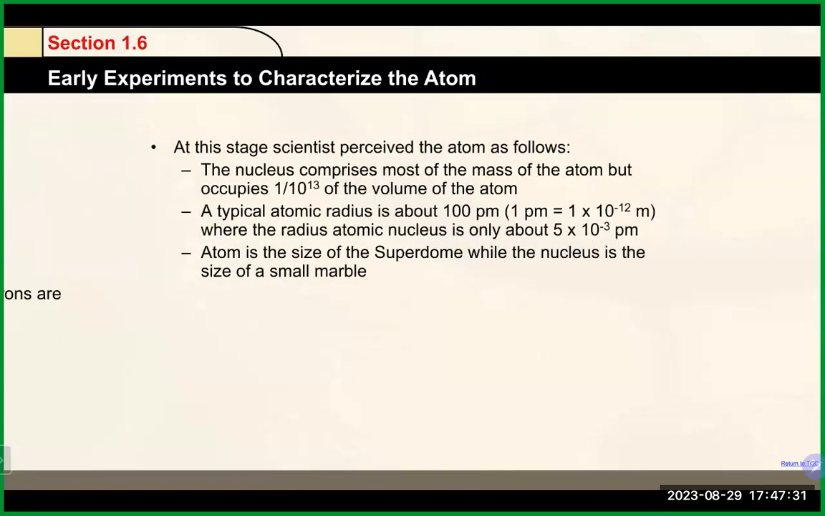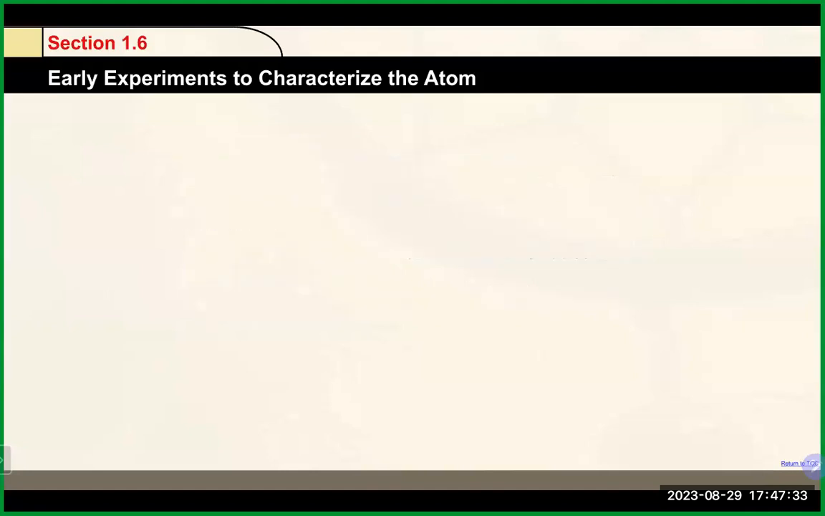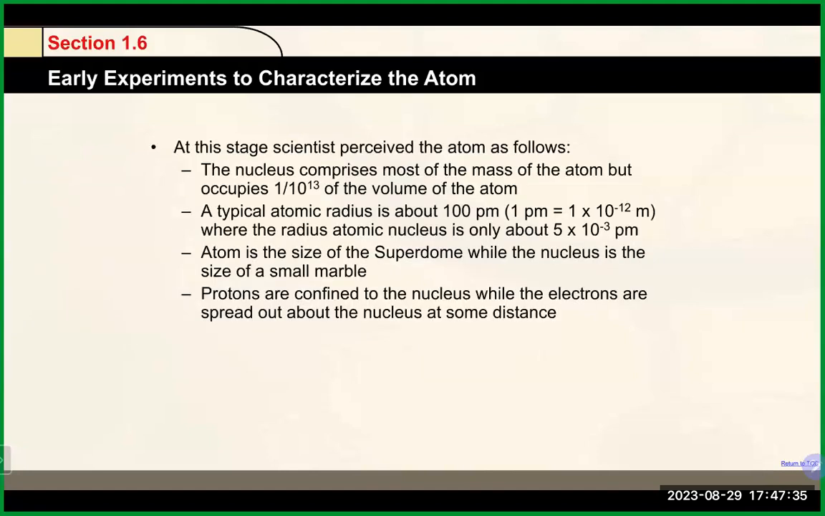At this stage, they thought of the atom as the nucleus. Although it is the most massive part of the atom, it is the very smallest part of the atom. You can think of the atom as being like a big stadium, and the nucleus is like a marble there on the 50-yard line. Protons are confined to the nucleus. Electrons are traveling out from some distance of the nucleus.